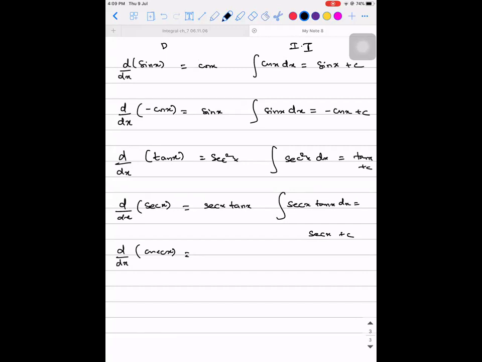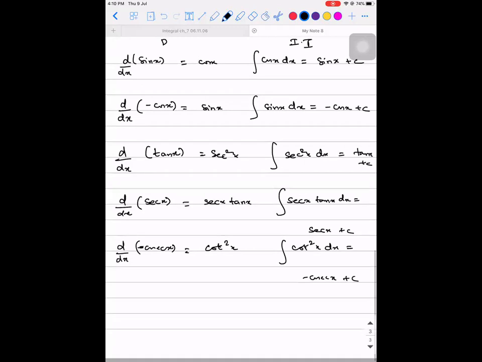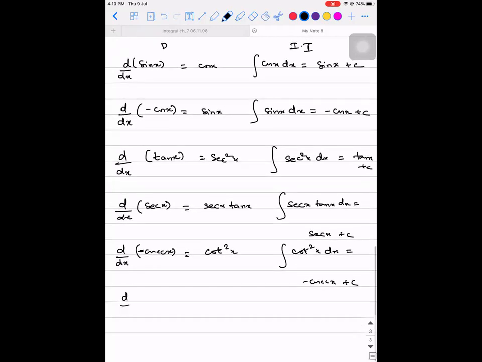Similarly, d by dx of cosecant x is what? Minus cosecant x cot x. So if I need to get plus cosecant square x, for me to make it a question, I should put a minus here. So derivative of minus cot x is nothing but cosecant square x. So integral of cosecant square x dx will be equal to minus cot x. Okay. Next. D by dx of cosecant x is also minus cosecant x cot x. So what should I make the question as?